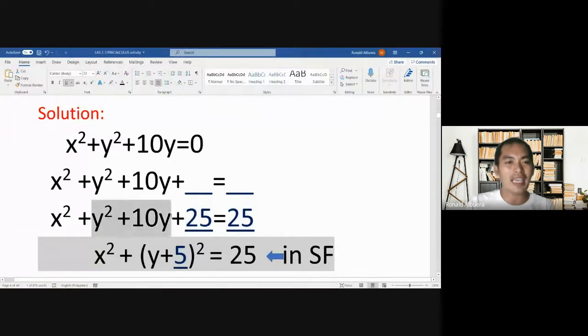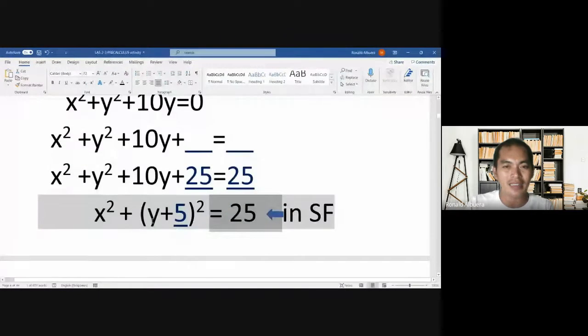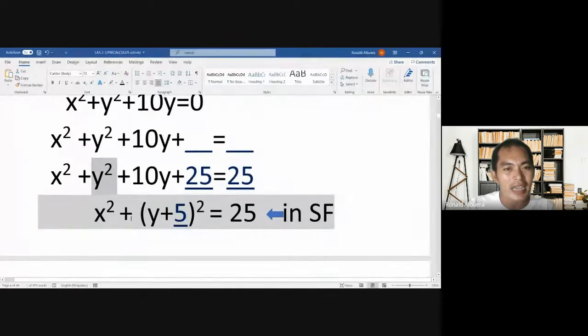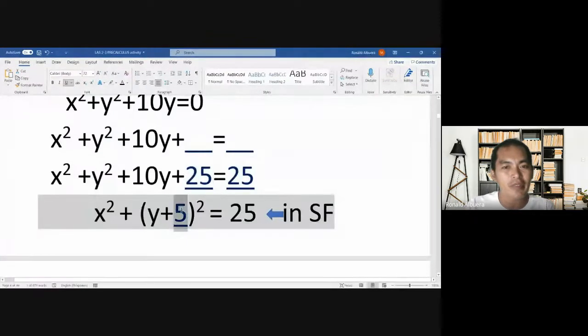It became now a perfect square trinomial: the square of (y plus 5), which is equal to 25. How did we get the square of (y plus 5)? Make a parenthesis. Get the square root of y squared, which is y. Copy the plus sign. And get the square root of 25, which is 5.